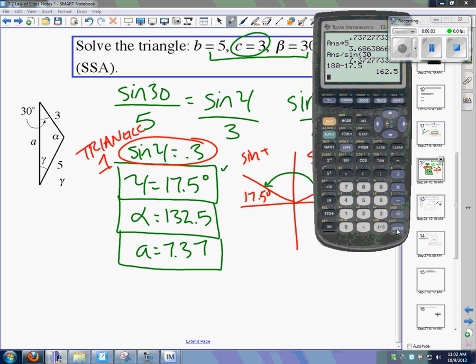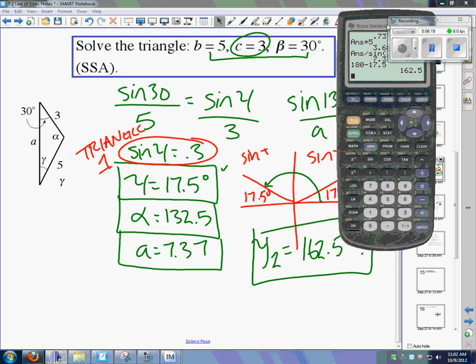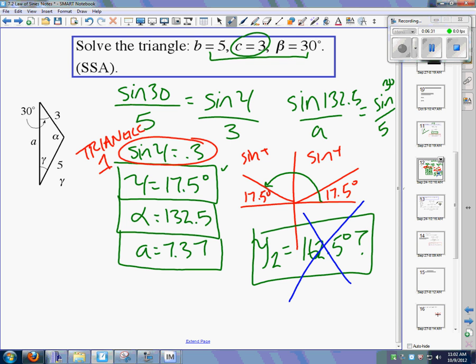So 162.5. So basically what you're doing is you're trying to say, can lambda 2 be this many degrees? So then you always go back to the original and check. So if lambda 2 is 162.5, there should be room for a third angle. So if we take that 162.5, we add the original 30 that we were given, we're already over our allotment of degrees in a triangle, so that can't happen. So this is a case where there's only one triangle.